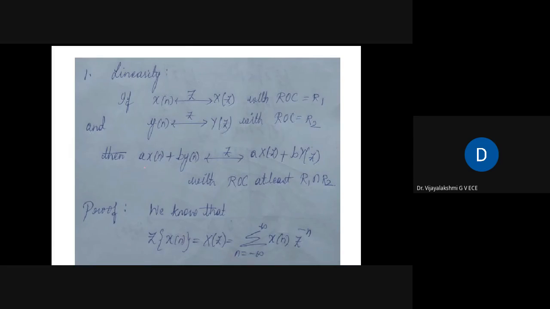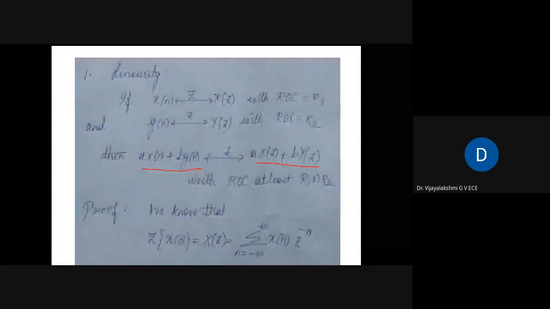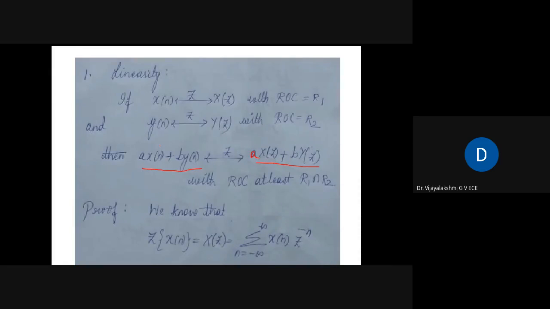So you can see from this property that if you add sequences in the time domain, in the Z domain also, the Z transforms are getting added. And if you scale the sequence by a constant, its corresponding Z transform is also getting scaled by the same factor. Okay, so that is about the linearity property. So let us prove this property.